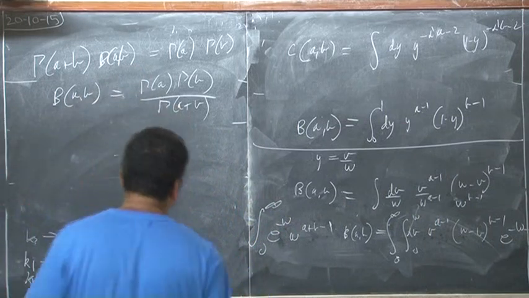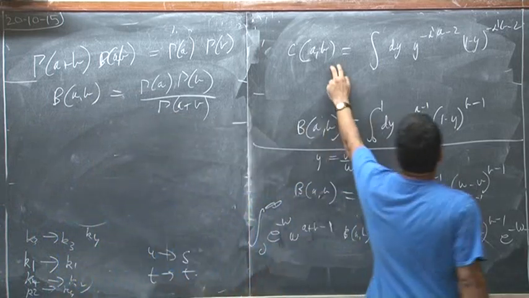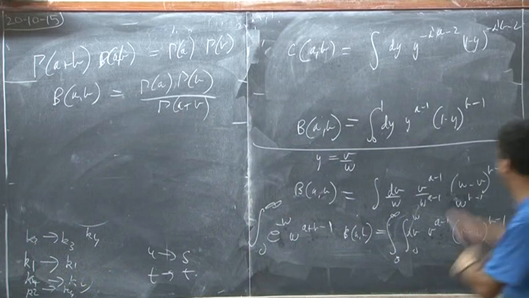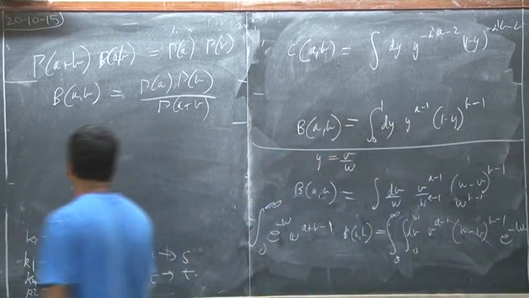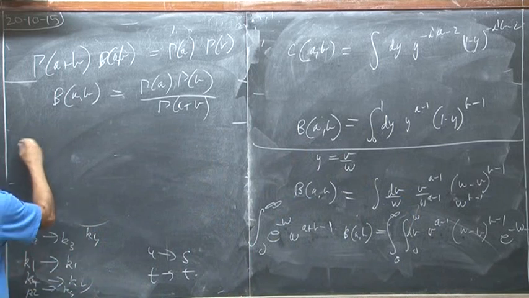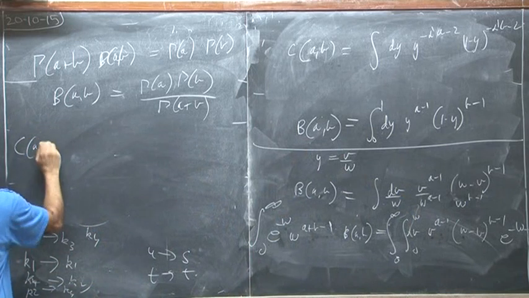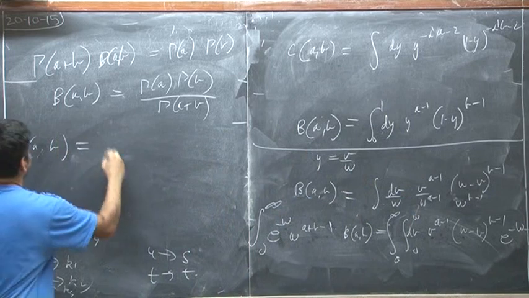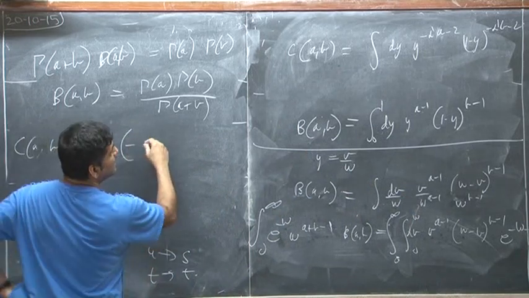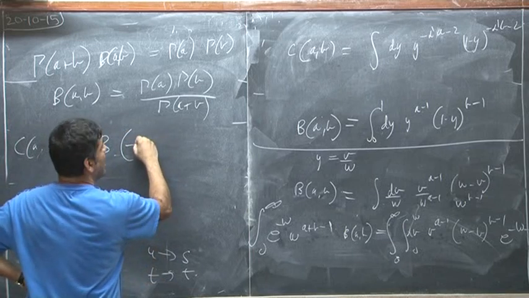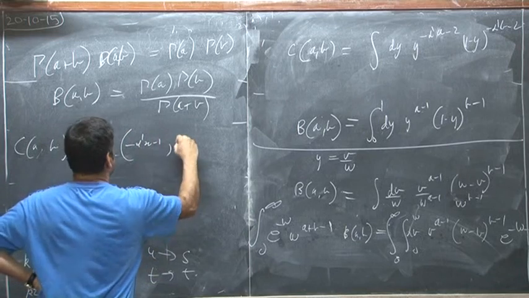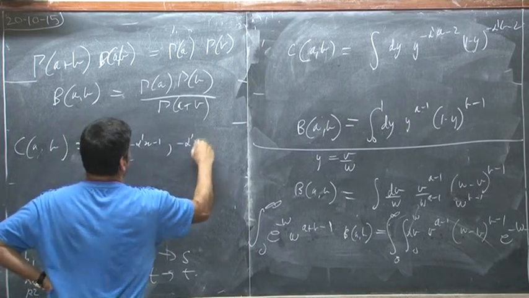Now all we have to do is to relate what we had, our C's, to the beta. So that's very easy, because our C of a,b was simply B of minus alpha prime s minus 1, minus alpha prime t minus 1.